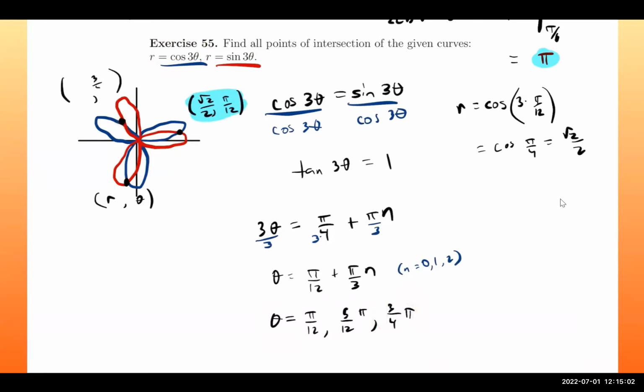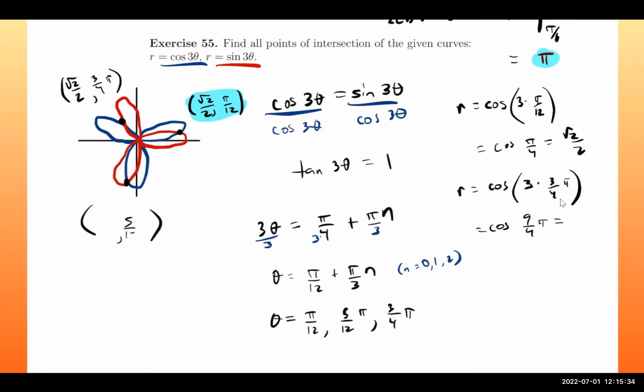Let's do this one next. That would be 3/4 pi. If you plug it into the same equation, you're going to get cosine of 9/4 pi, which is a coterminal angle to pi over 4, which is going to be radical 2 over 2 again.